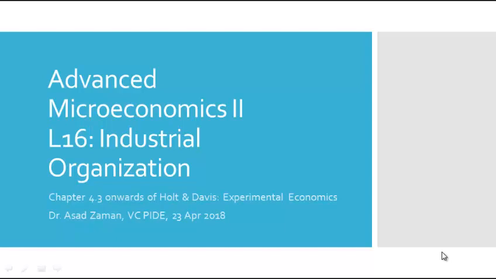So today we will finish chapter 4 of Holt and Davis, which is basically on posted prices. This part is about how these apply to topics in industrial organization. Industrial organization is usually a whole course.